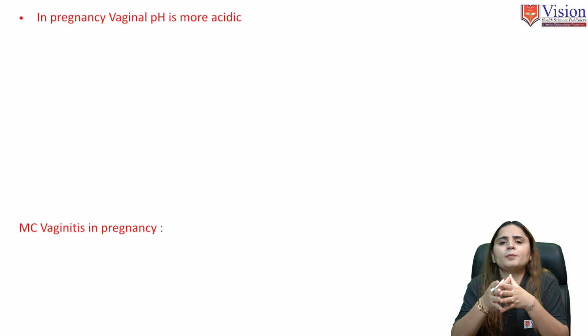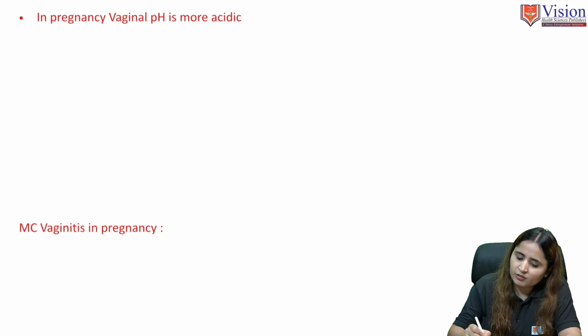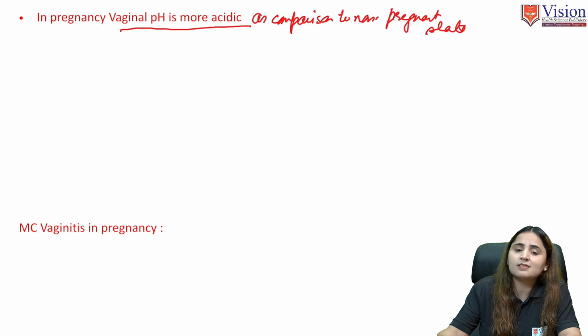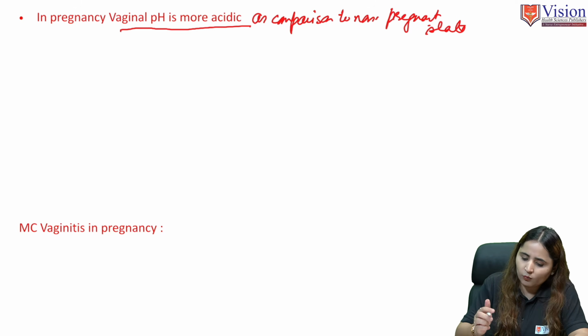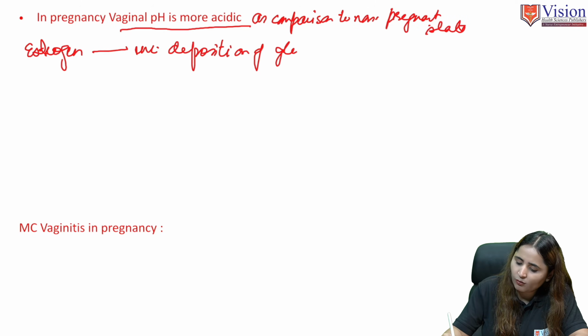Then apart from this hyperplasia or increase of vascularity, another change which happens in the vagina is that the vaginal pH is more acidic in pregnancy in comparison to the non-pregnant state. So now let's discuss the reason for this more acidic pH of the vagina. It happens due to the pregnancy hormone estrogen. This estrogen leads to increased deposition of glycogen in the squamous cells of the vagina.